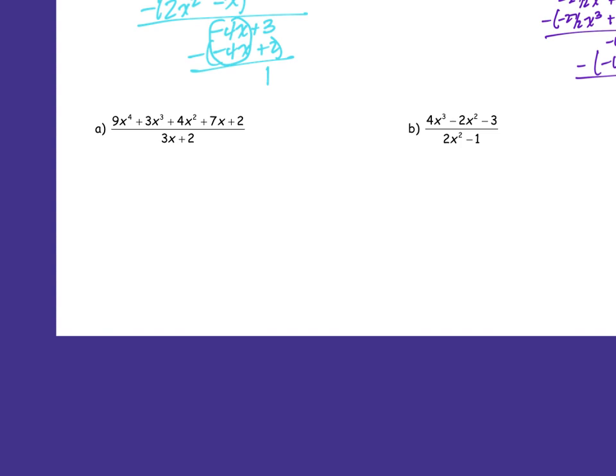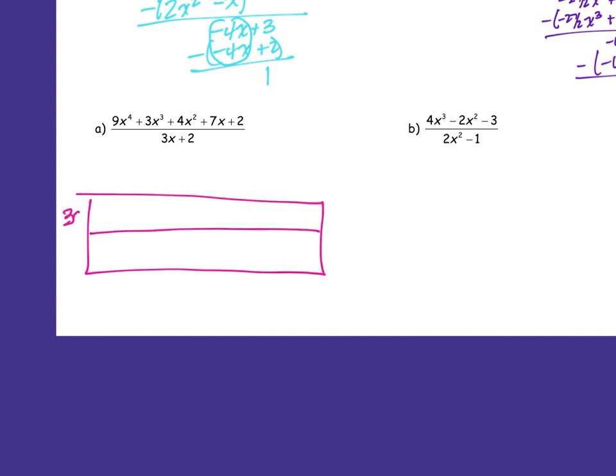Okay, I'll make this one long. 3x plus 2, so 9x to the 4th. 3x cubed, so that should be 6x cubed. What do I add to 6x cubed to get 3x cubed? Well, that would be negative 3x cubed. So this should be negative x squared.